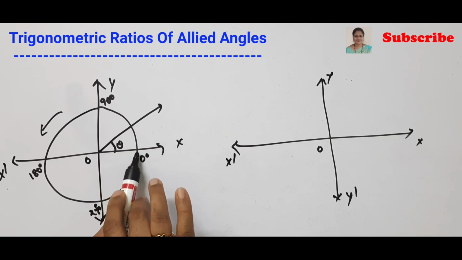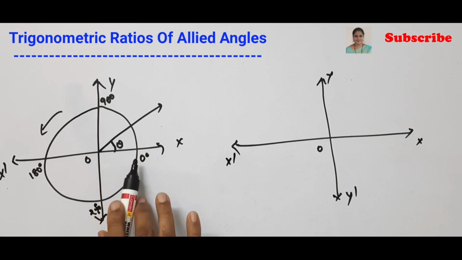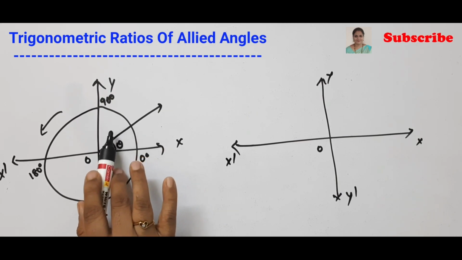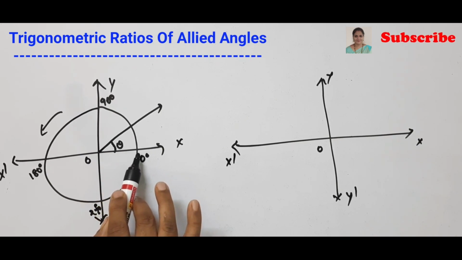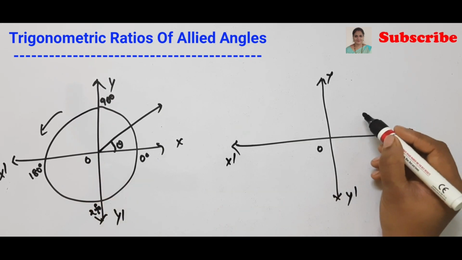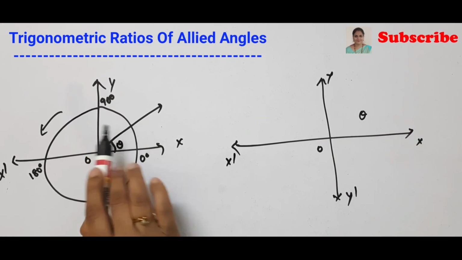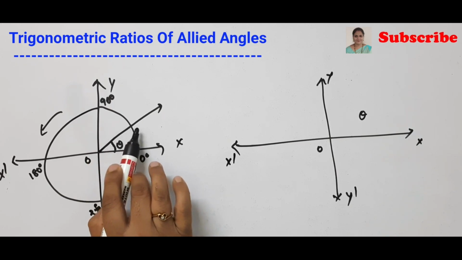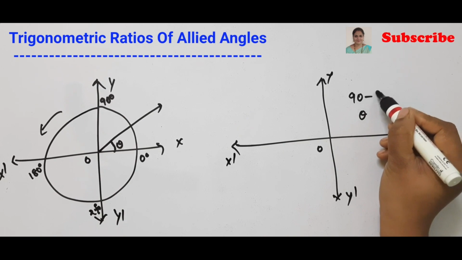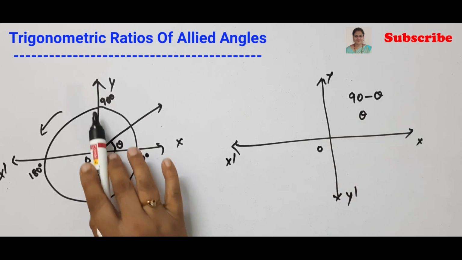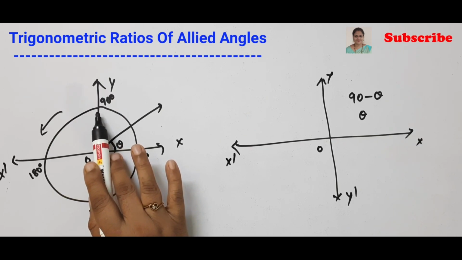When the terminal ray is rotating here from 0 degrees to 90 degrees, it is clear that the angle is increasing by theta. Is it not? 0 plus theta will be theta. Or the angles in this quadrant will be less than 90, which means 90 minus theta. So 90 minus theta.